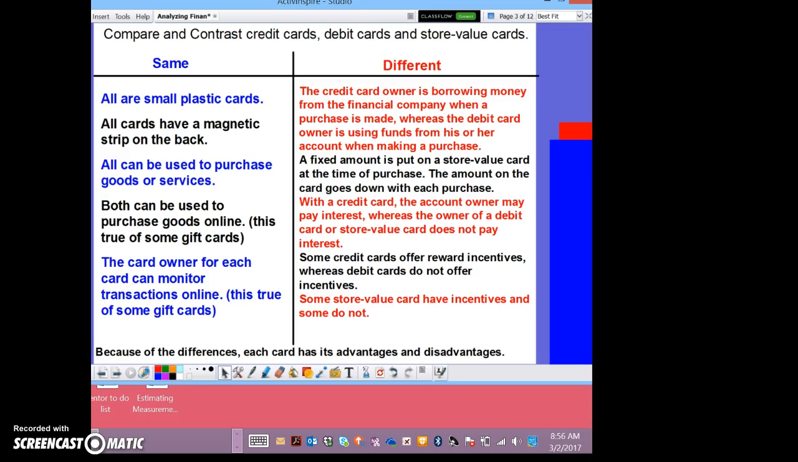With a credit card, the account owner may have to pay interest, whereas with a debit card and your gift cards, you don't have any interest. Debit cards and store value cards immediately purchase the item, it immediately spends that money and it's gone. Credit cards, you are spending it on the card, but you have to pay it back later. So some credit cards offer incentives, whereas debit cards do not offer incentives. Actually, some debit cards do offer certain types of incentives if you spend your money at certain locations. And then some store value cards have incentives and some do not.